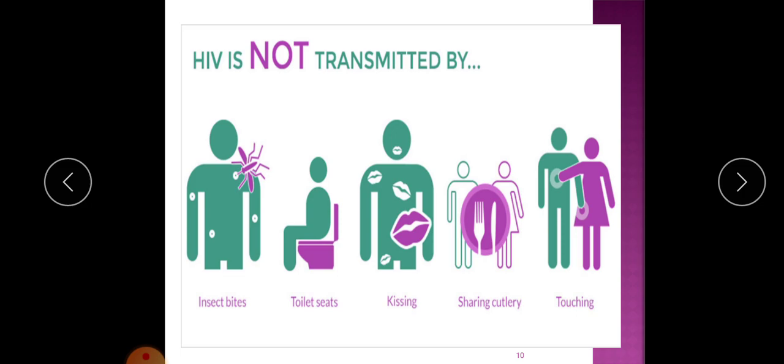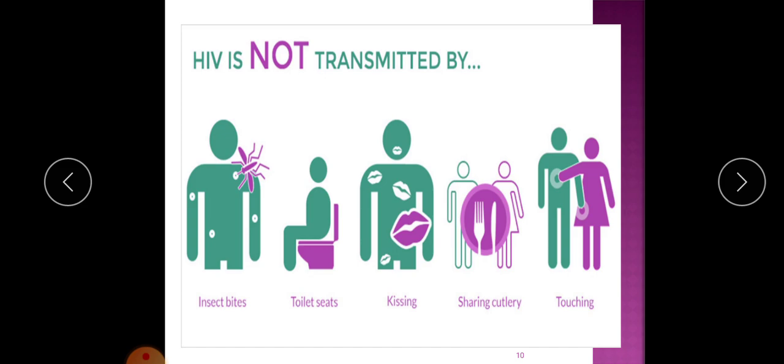So HIV is not transmitted by insect bites. So this is actually a myth because it's not malaria, it is not dengue fever that can be transmitted by a vector. So insect bite is not possible. Even using the toilet seats, so if you use the same toilet bowl used by an infected individual, that is not possible. Okay, that's not transmittable. What if you kiss a person with HIV?